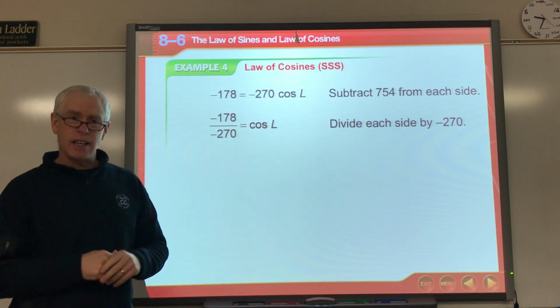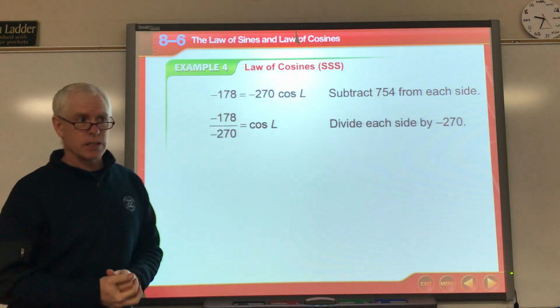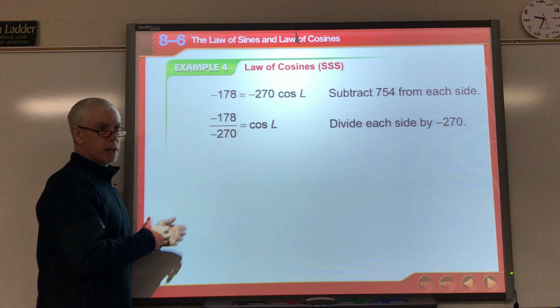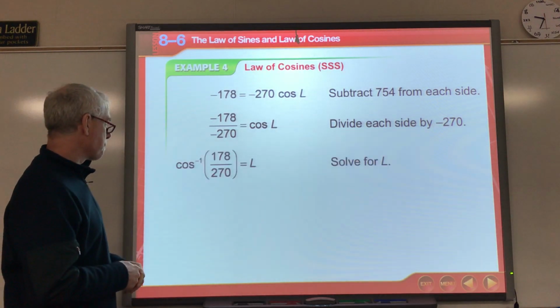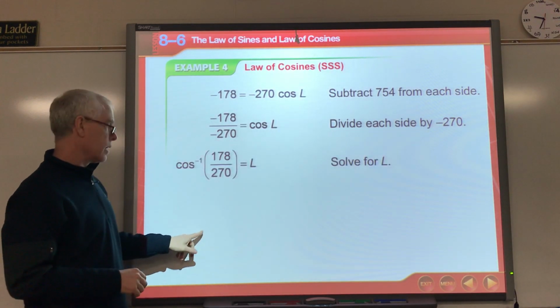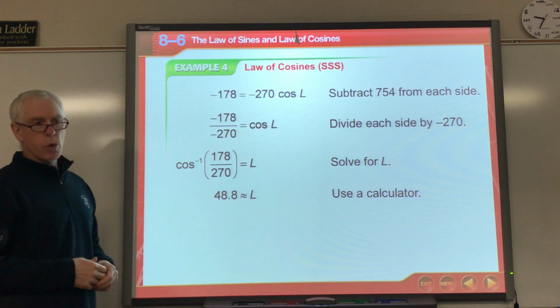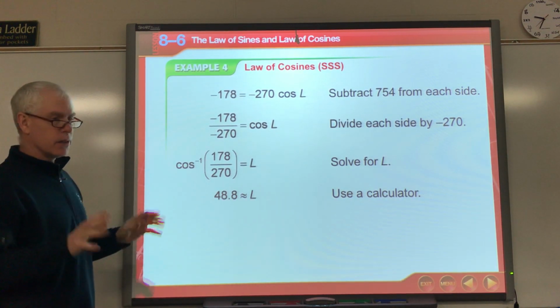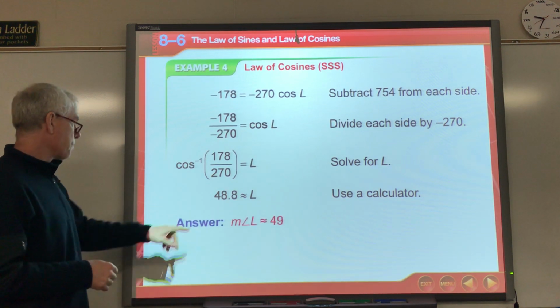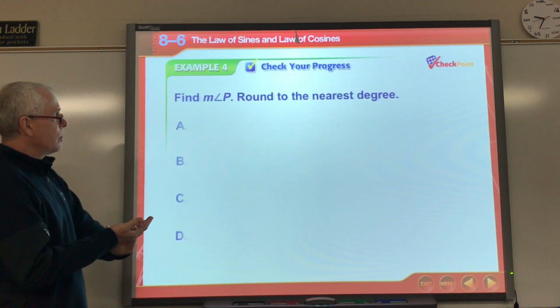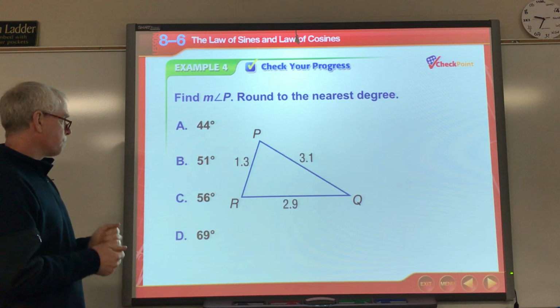And if I want to isolate the L, I need to get rid of cosine, you guys. So I need to take the inverse cosine of whatever I have on the left side. Okay, and that's going to give me my angle, approximately 48.8 degrees. So this requires a few more steps if you're looking for the angle, but it's still pretty doable. Okay? All right. Pause the video and give it a shot here.